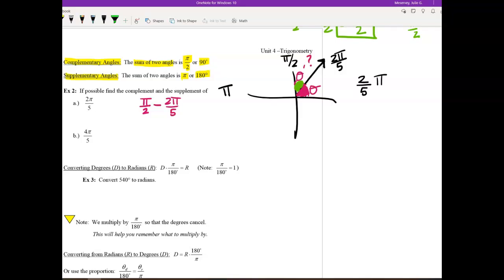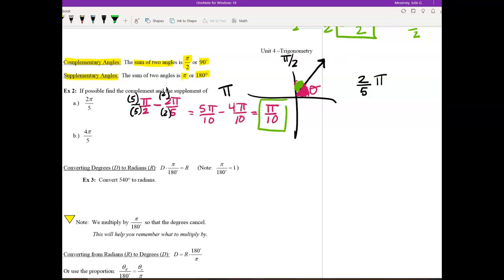So you always want to get common denominators. The common denominator is going to be 10. So you'll multiply the first fraction, top and bottom, by 5. You'll multiply the second fraction, top and bottom, by 2. And then 5 pi over 10 subtract 4 pi over 10 is equal to 5 subtract 4 is 1. So 1 pi over 10. So therefore, the complementary angle is this angle right in here. I'm going to erase this. And it's going to be pi over 10.